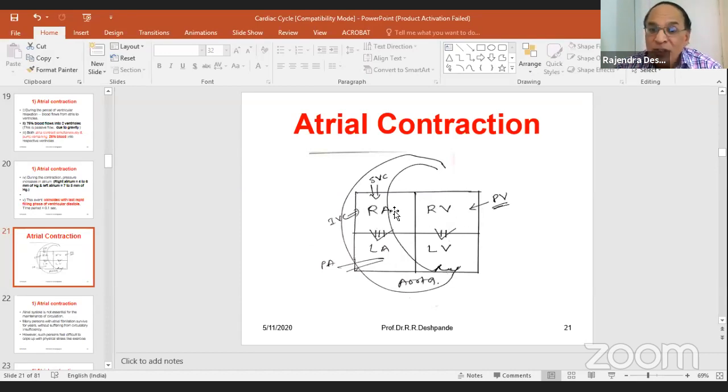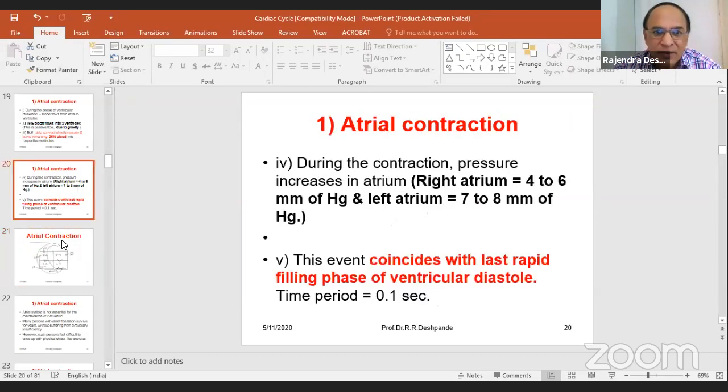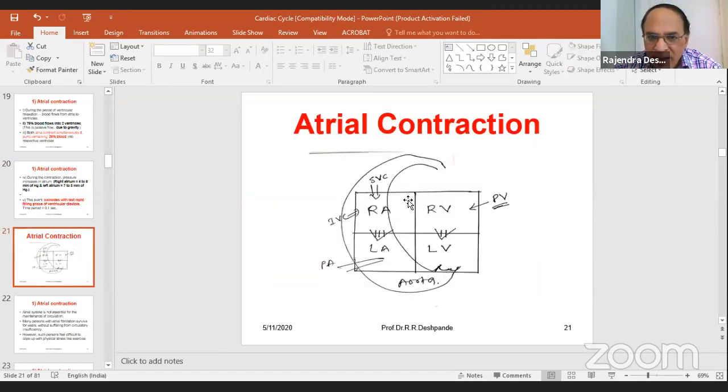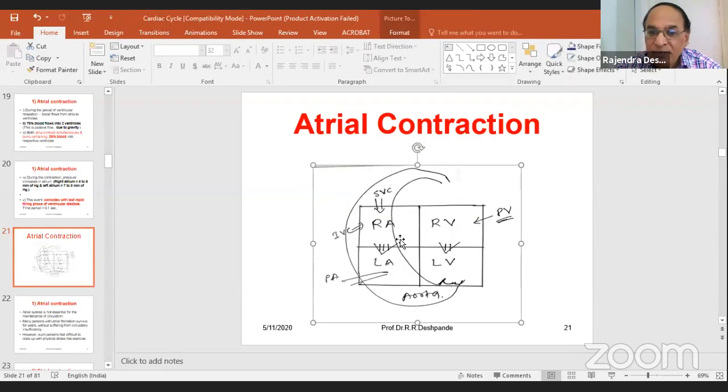Now what is happening in this atrial contraction? Again, see this bit. The remaining 25% is coming from the right atrium to the right ventricle, and from the left atrium to the left ventricle. The earlier filling is according to gravity, but the last phase is because of the force of the atria. Okay. Next.